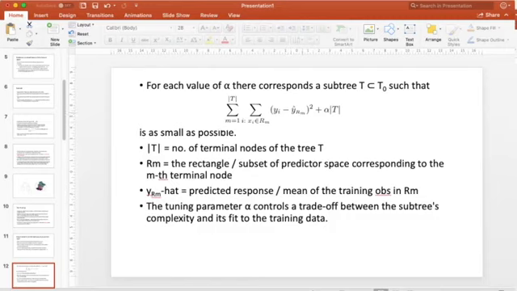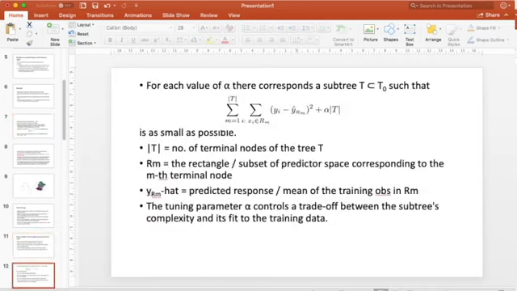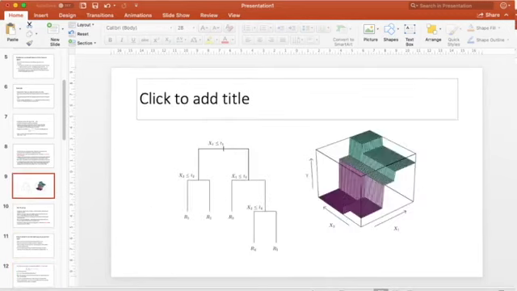If you look at the first part of the equation, it looks similar to the previous one that I'm going to show you, this one. This is the basis of minimizing the RSS to find the regions in the decision tree. But now we have a second part here, containing the alpha and also the absolute value of T, where T is the number of terminal nodes of the tree. So what is a terminal node? I'm going to show you again. Some of you might have forgotten.